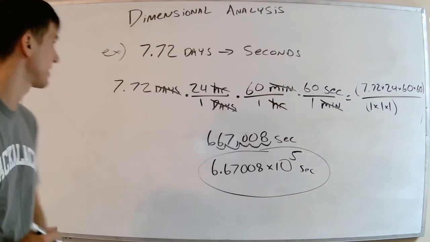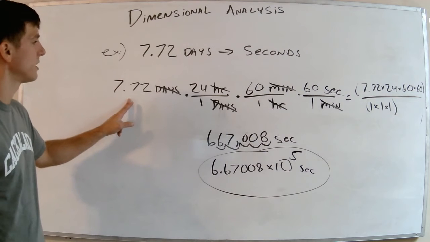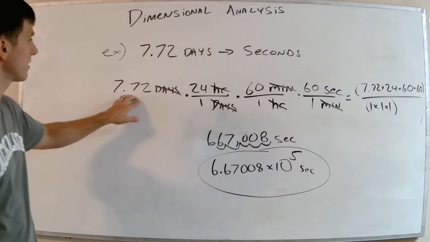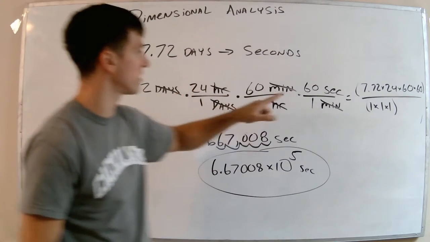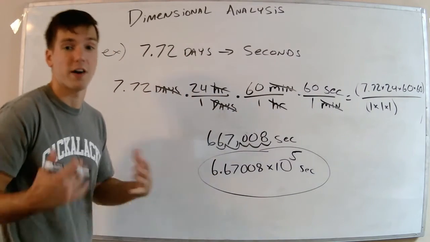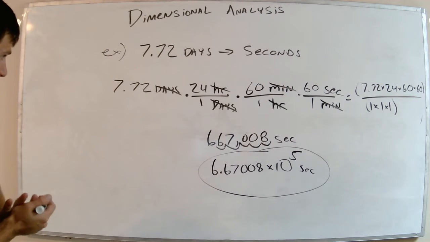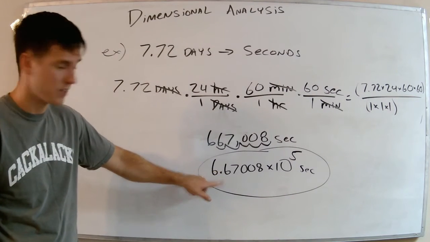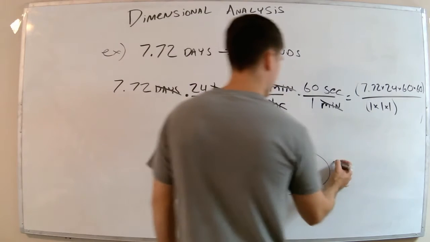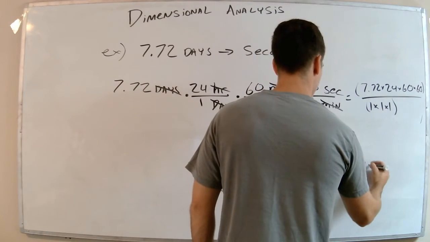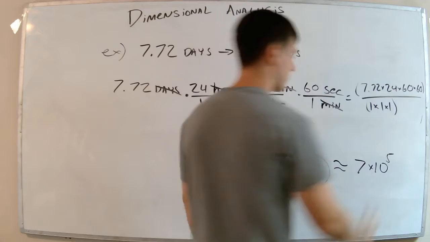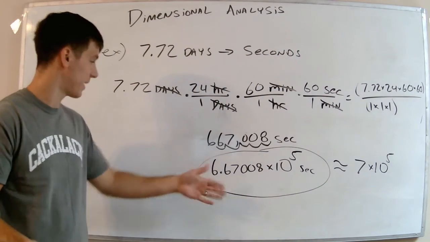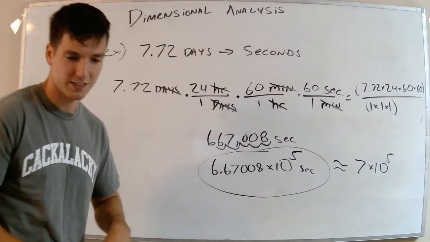And if we were doing sig figs, we started with 7.72. Let's see, this has 3 sig figs, 2 sig figs, 1 sig fig, 1 sig fig. So our answer is just going to have 1 sig fig. So the closest way to get to 1 sig fig would just be to simplify this to 7 times 10 to the fifth, right? If we are doing sig figs. In this situation, we're not. But just a quick refresher on all that stuff.